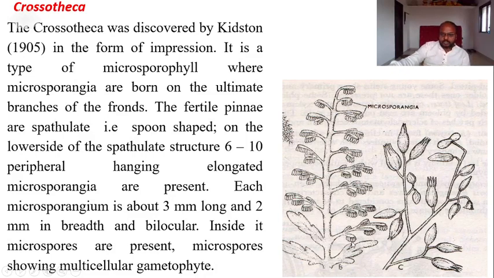So this is called Crossotheca, and these are its ultimate branches. This is the pinna, and on this pinna, at the end, hanging microsporangia are present. So this is called Crossotheca.